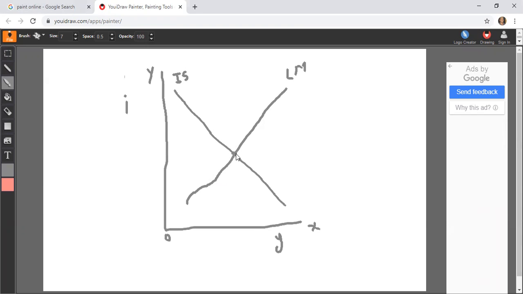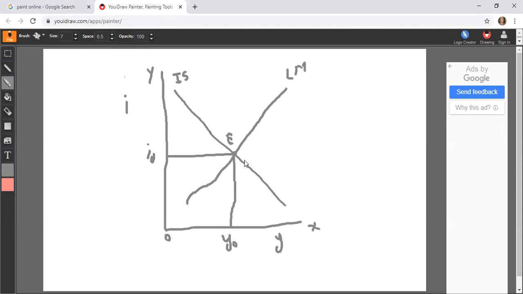So here we have the equilibrium, and the equilibrium level of income is marked Y0, and the equilibrium level of interest rate is marked I0. And I label this point, the first equilibrium point, as E. This figure actually shows the ISLM equilibrium, a situation where both the goods and money markets are in equilibrium, or it is also called a simultaneous equilibrium.